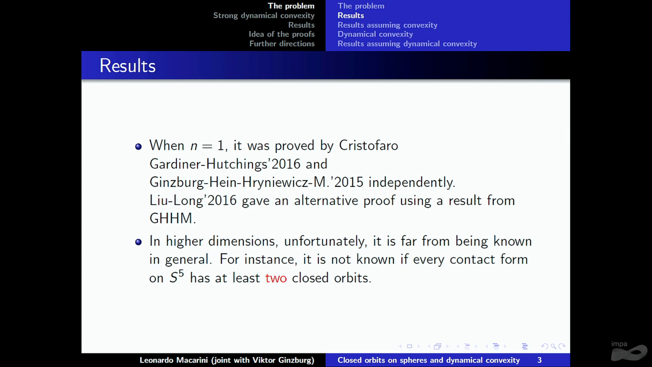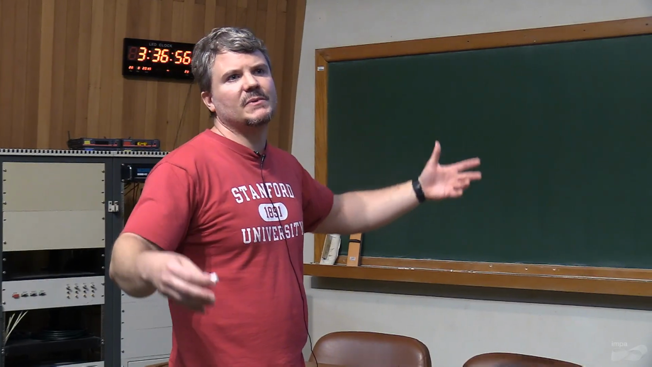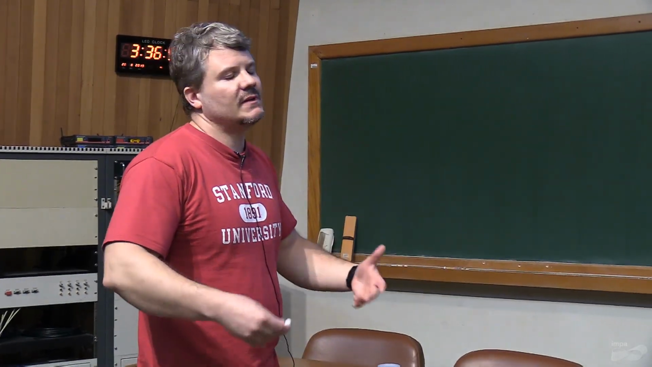Do you know the Weinstein conjecture for S^5? Yeah, sure, Rabinowitz. Any contact form on the sphere supporting the standard contact structure carries at least 1 periodic orbit. It was proved first by Rabinowitz. Right? Any star-shaped hypersurface in R^2n carries at least one periodic orbit. But the multiplicity is very hard.